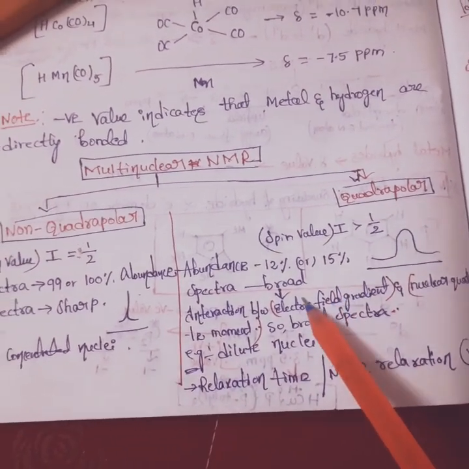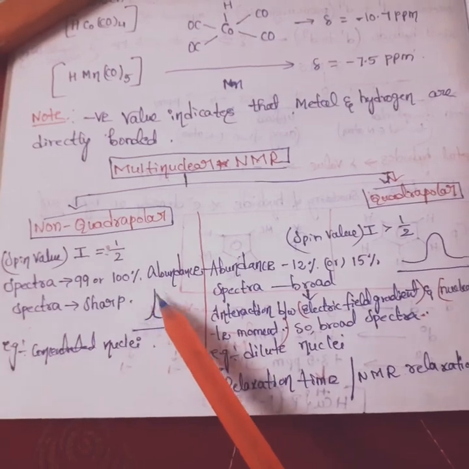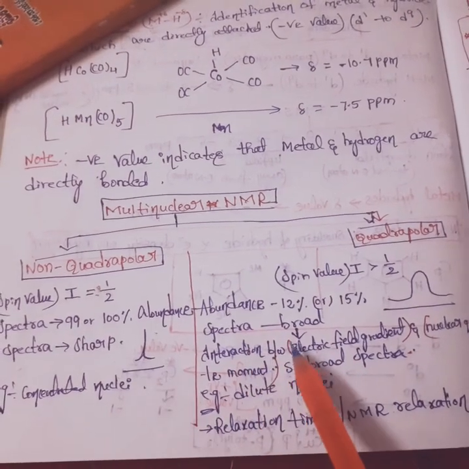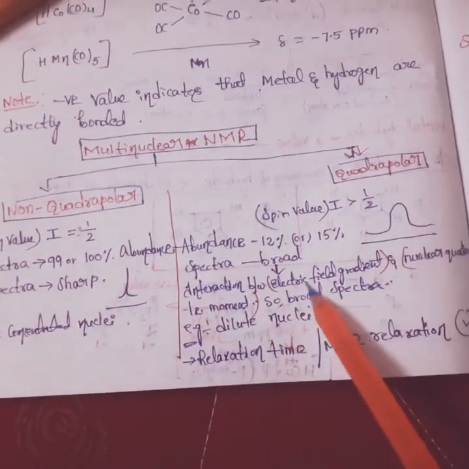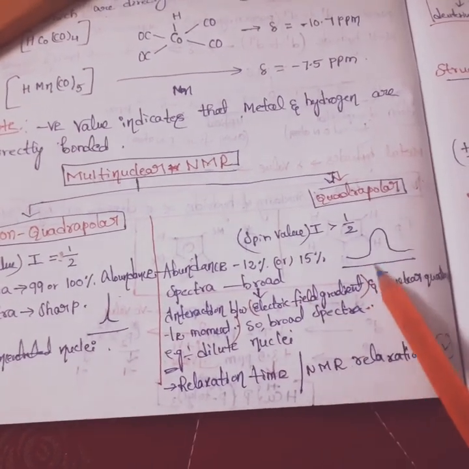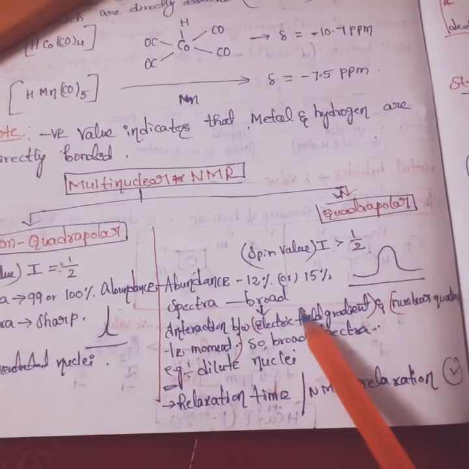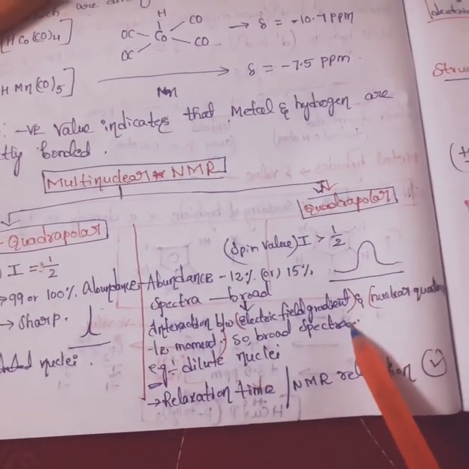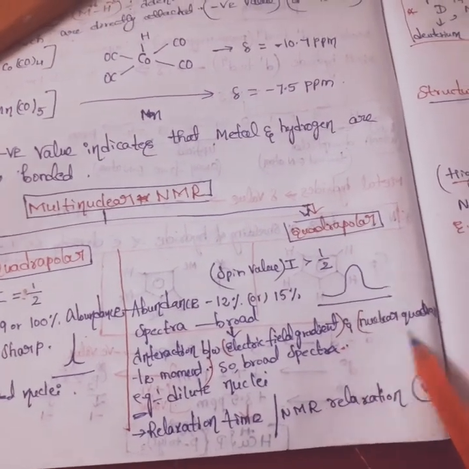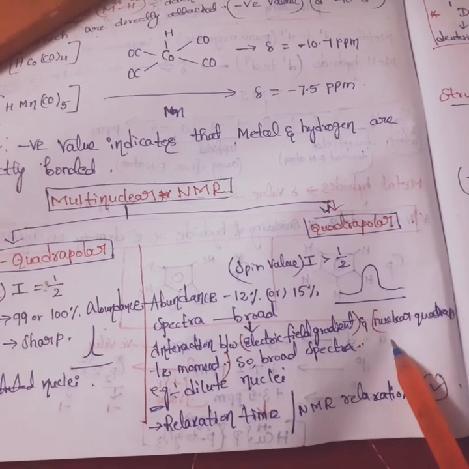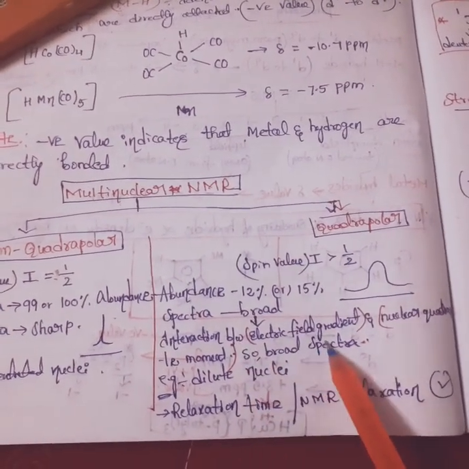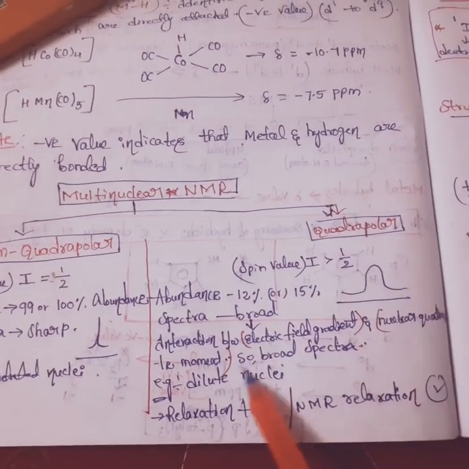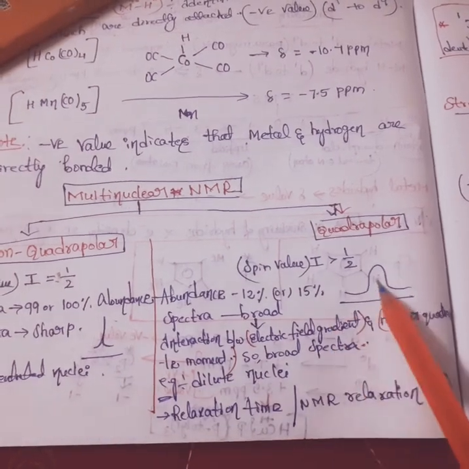See, I have noted it like this because we have to study comparatively; then it is very easy for us to understand and to remember. We may doubt why we are getting a broad spectra here. The reason is the interaction between the electric field gradient and the nuclear quadrupole moment. Due to this interaction we get broad spectra. This we have to remember.